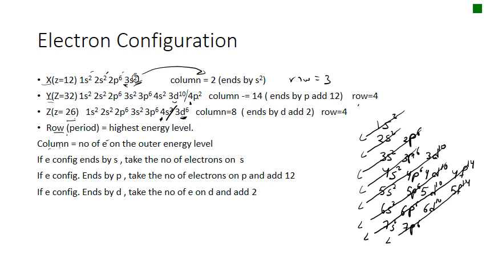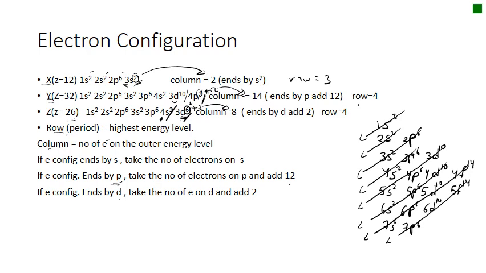For atom Y, the electron configuration ends with P. The rule says if the configuration ends with P, take the number of electrons on P and add 12. On P for atom Y, we have 2 electrons, so we add 2 plus 12 to get 14. So it is in column 14. For element Z, the electron configuration ends with D. When it ends with D, take the number of electrons on D and add 2. So it is in column 8.